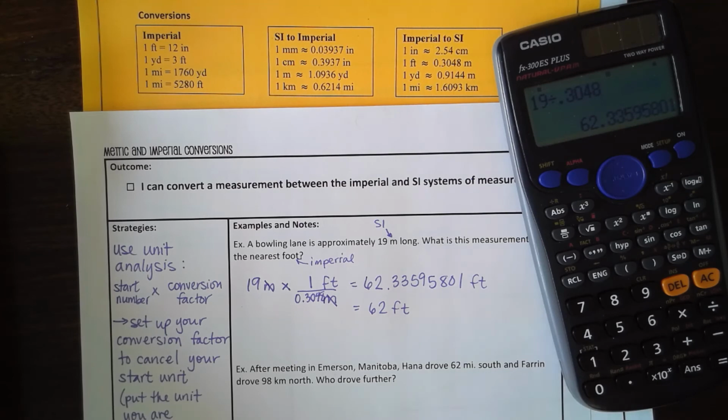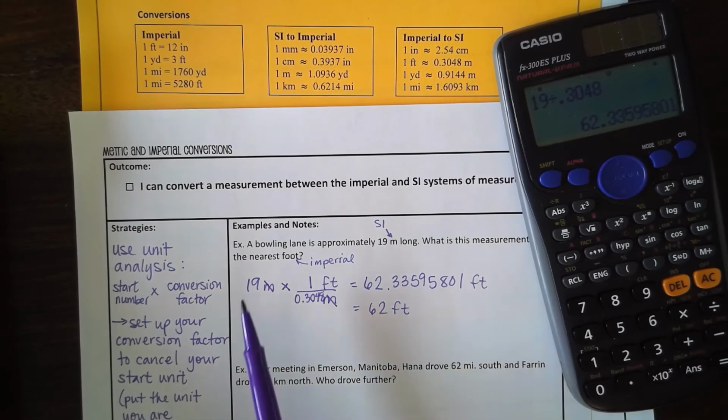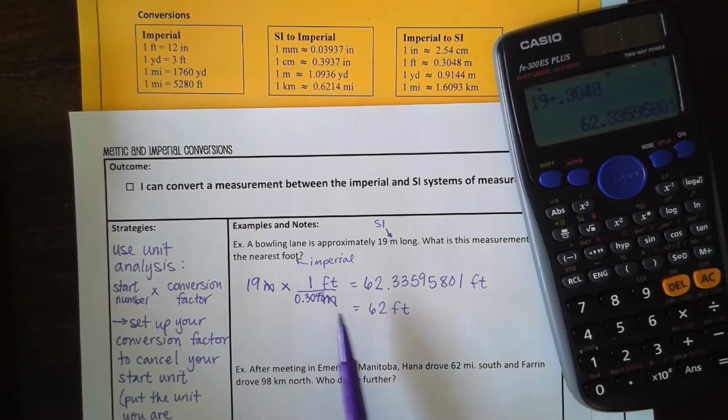Would 19 meters be 62 feet? Is that a reasonable number? And it is a reasonable number. A meter is much longer than a foot. So if we're going to change 19 meters into feet, 62 feet is a reasonable answer.